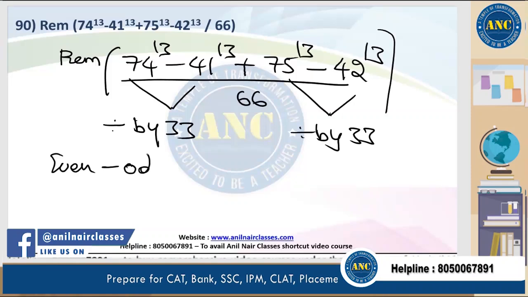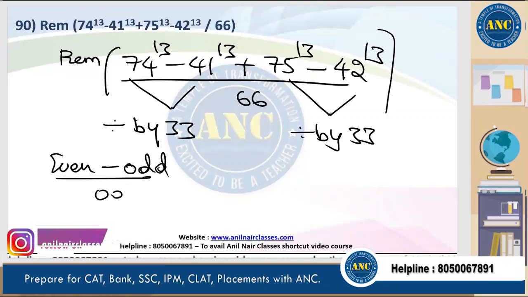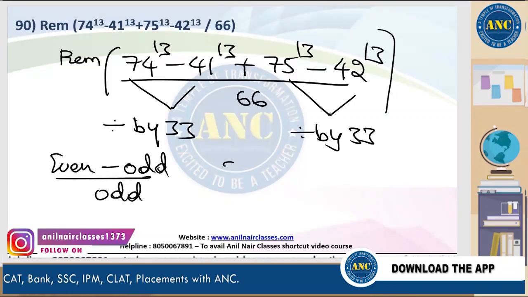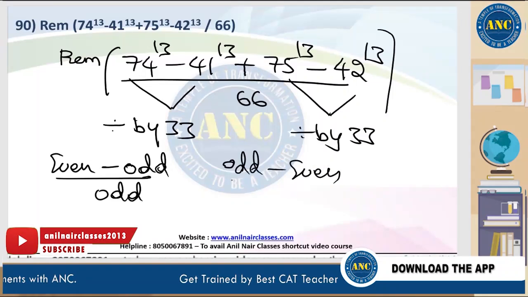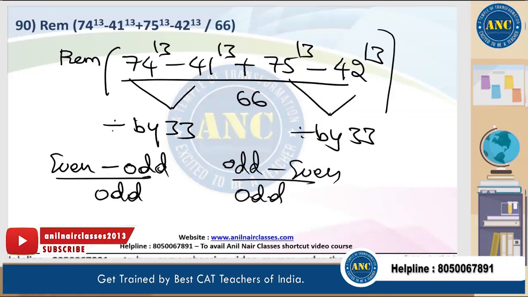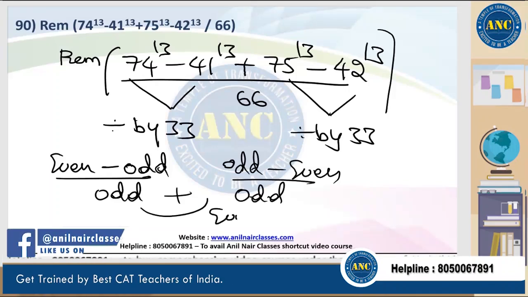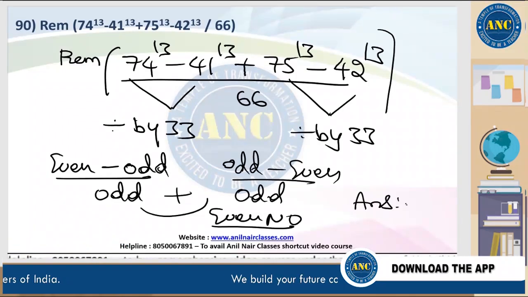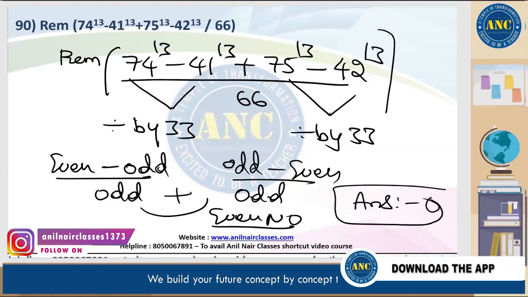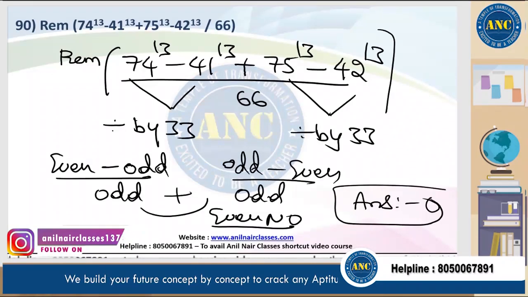74 is even, 41 is odd. Even minus odd is odd. 75 is odd, 42 is even. Odd minus even is odd. Odd plus odd is an even number. Again an even number and divisible by 33. Answer should be divisible by 66. So 0.